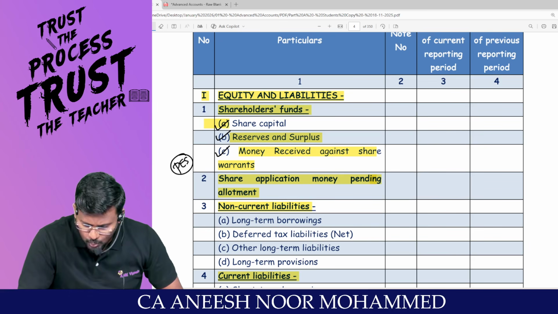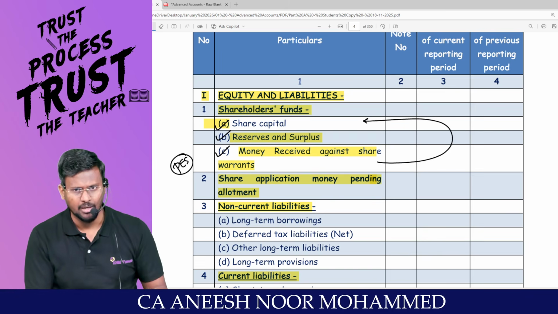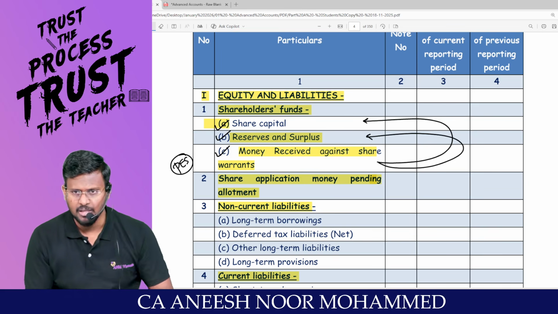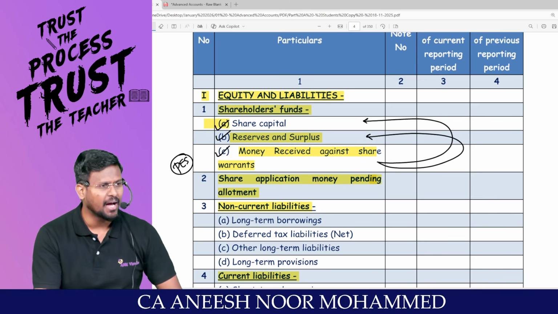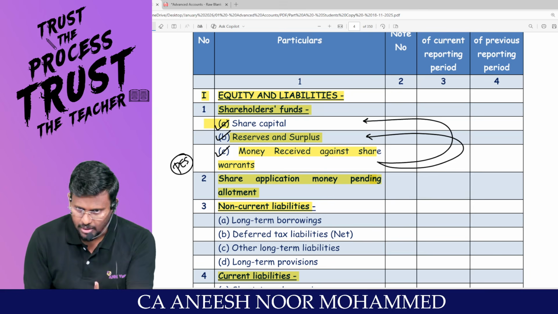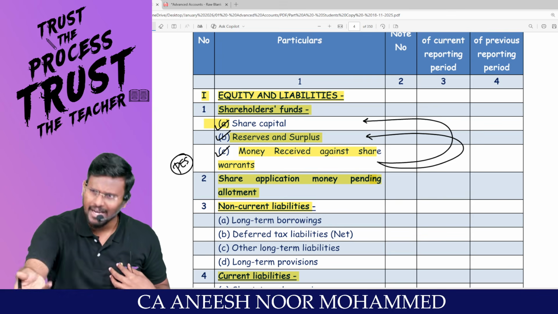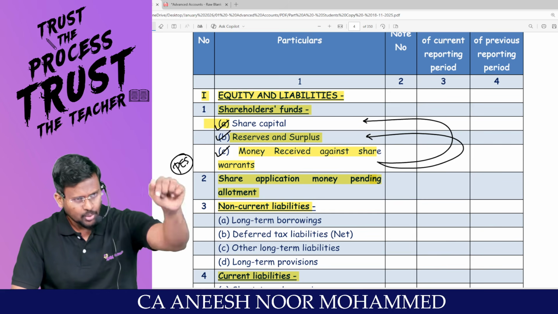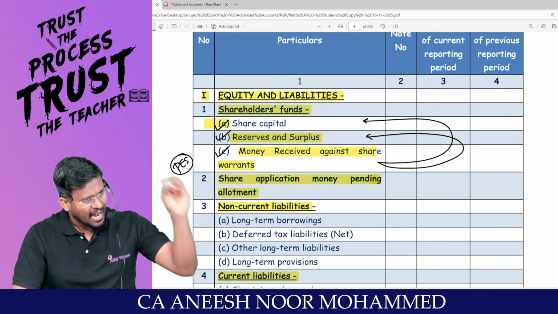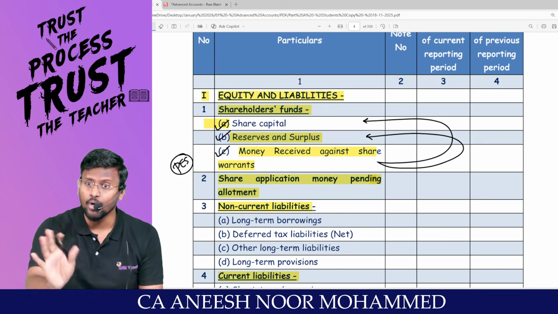That means the face value of the share warrant will go and sit in the share capital, and the securities premium will go and sit in the reserves and surplus. That means the company and the shareholders have entered into an agreement. The shareholder said that today I have given money to you. The company said that in future I will give shares to you. Even though the share price increases in the market, there is no need for the shareholders to worry.